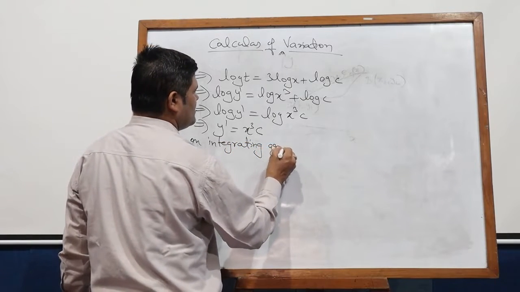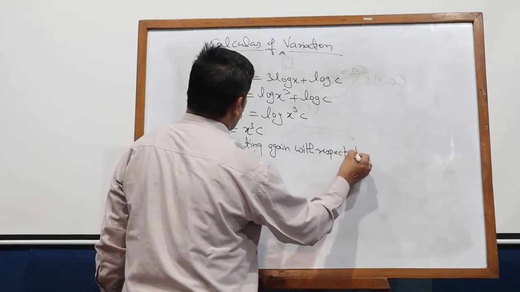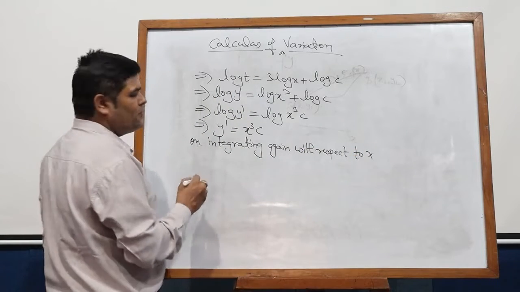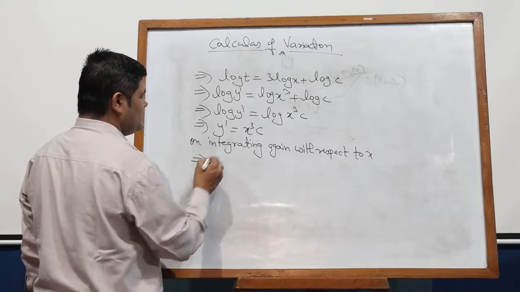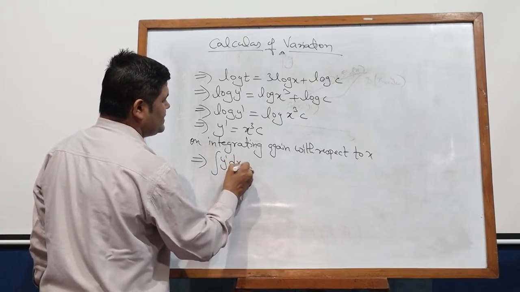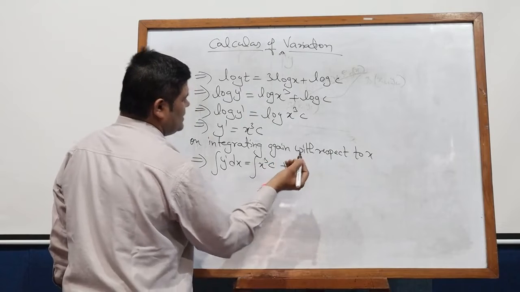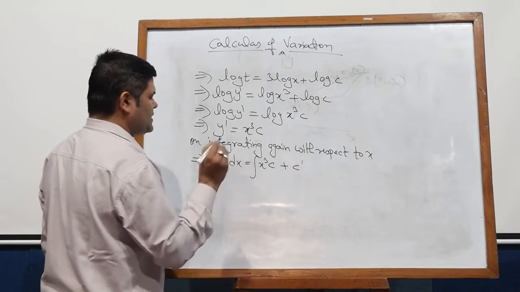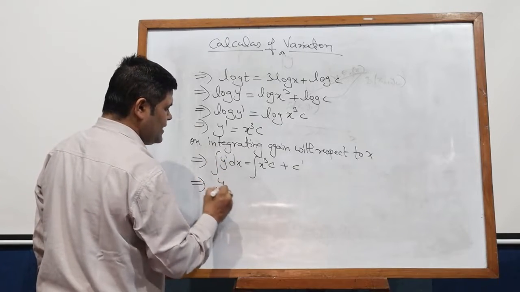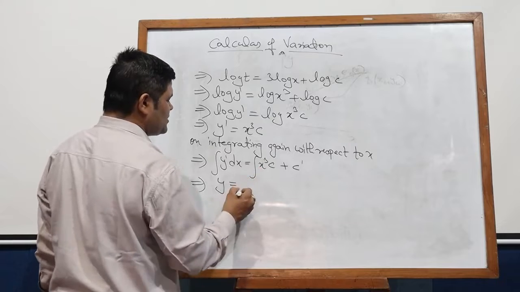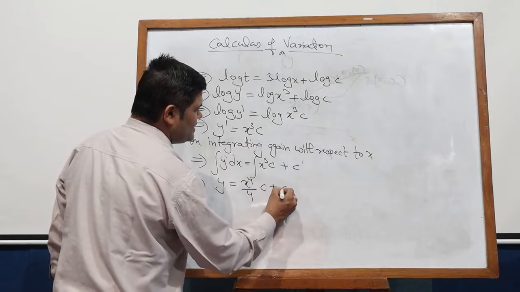Now this is also a differential equation, so we integrate again with respect to x. Then the integration of y dash dx is equal to the integration of x cube c, plus a constant of integration c dash. Differentiation and integration cancel out, so we have y equals, and the integration of x cube is x raised to the power 4 upon 4, times c, plus c dash.